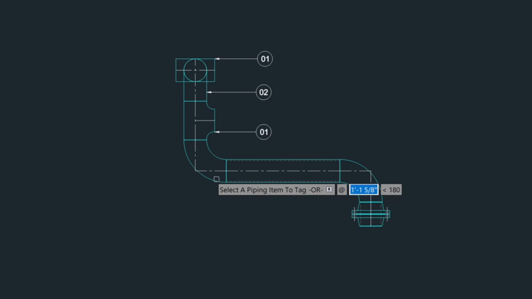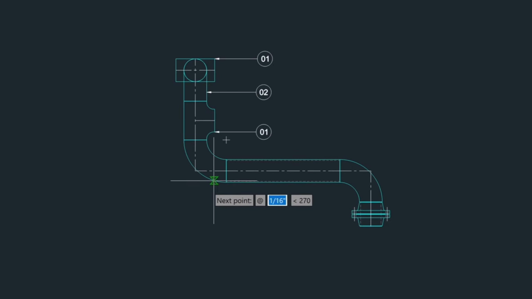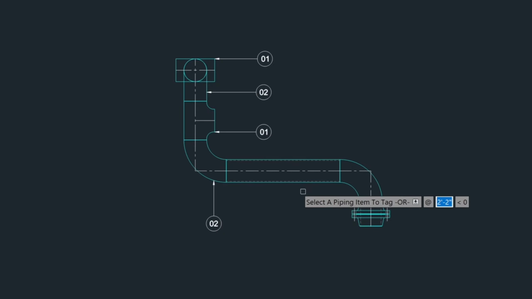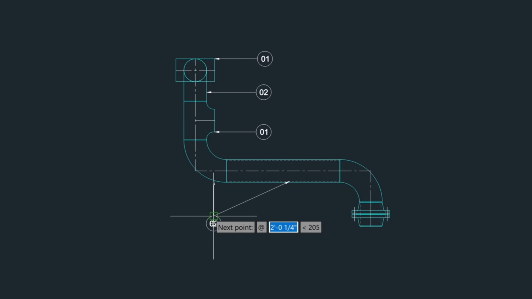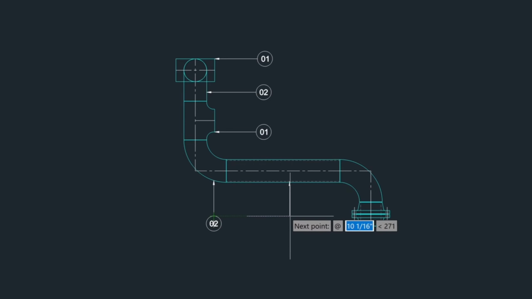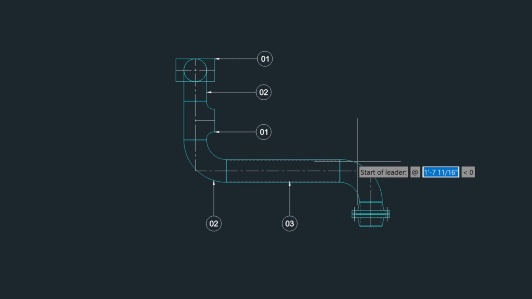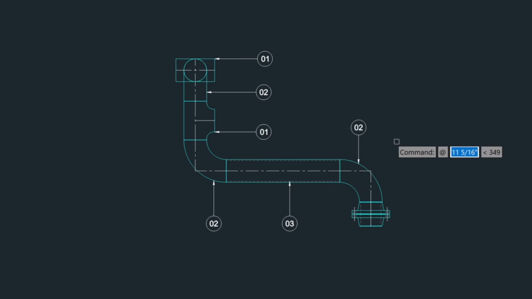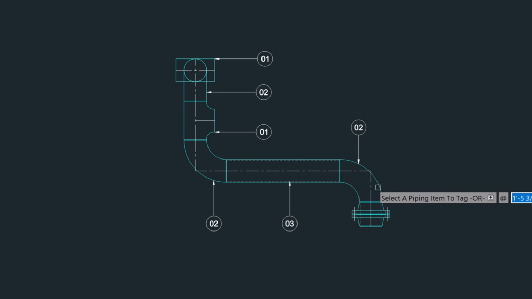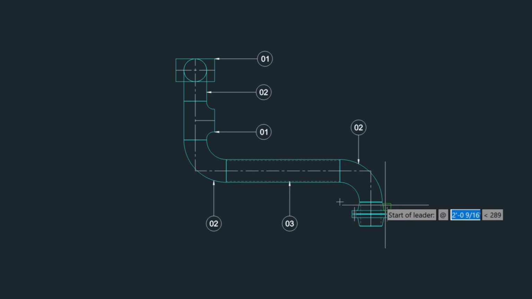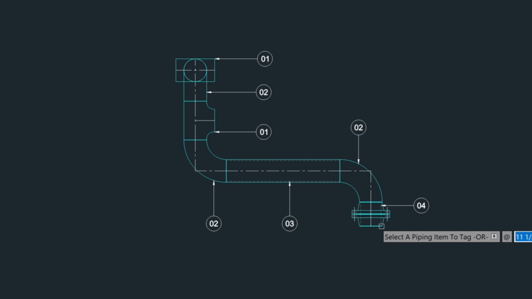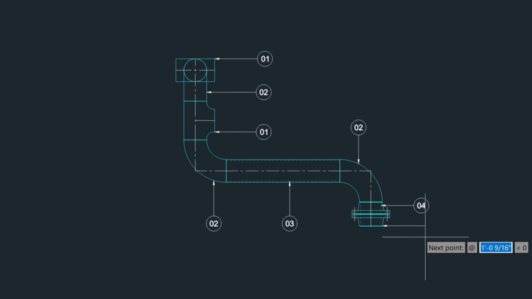Let's go ahead and label this elbow down here and the straight piece. I'll just come over this way and just kind of track this over this way. And the elbow up here. And then the flange. Come out this way and then the flange here.